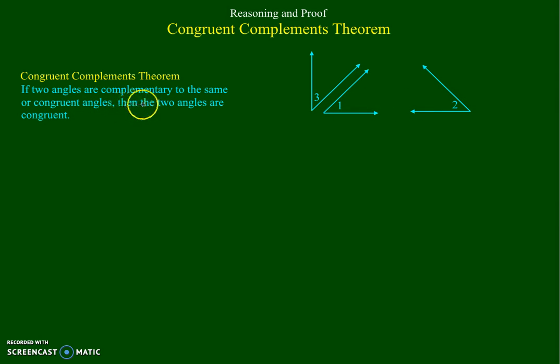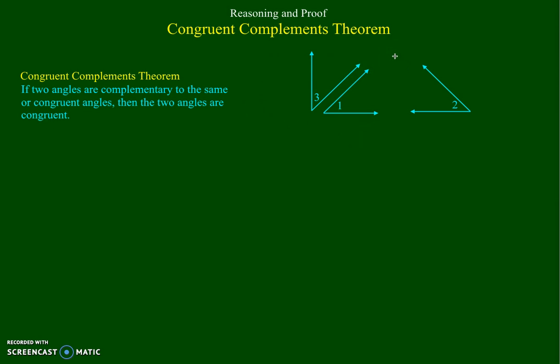And this part here that says to the same or congruent angles, that means angle 2 could be complementary to some other angle, like angle 4 out here, if angle 4 was congruent to angle 3. And that's kind of obvious, because if angle 3 is congruent to angle 4, then they would have the same measures as well. So that's the congruent complements theorem.